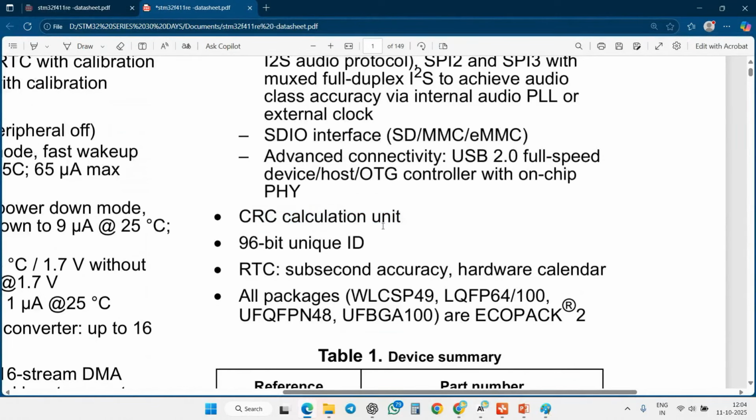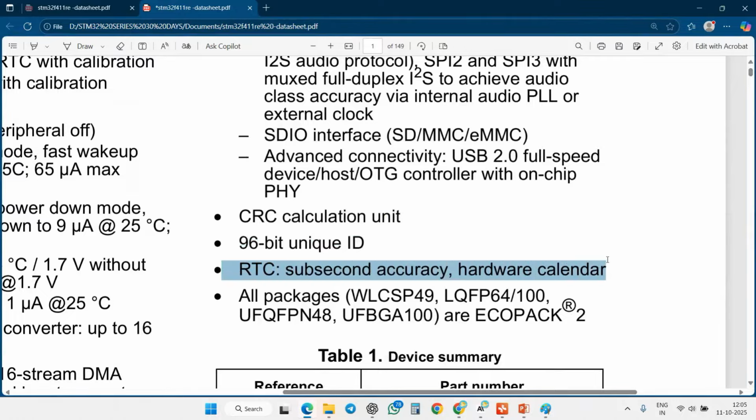Finally, we are going to discuss the CRC, the full form of which is cyclic redundancy check. It is a very important error detection feature, to check whether all the data is coming in the proper manner or not. And then you have a 96-bit unique ID. Just as every device has some MAC address, any device or sensor has some unique address. That's how your microcontroller has a unique ID.